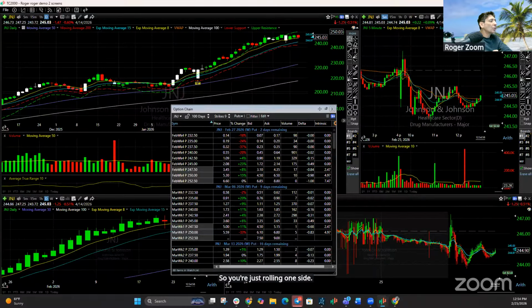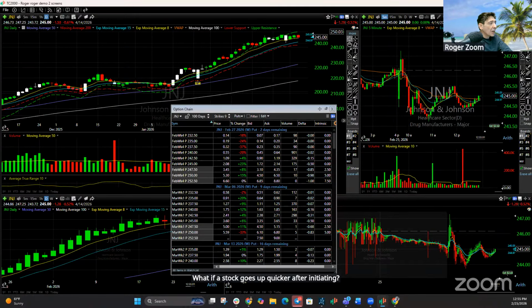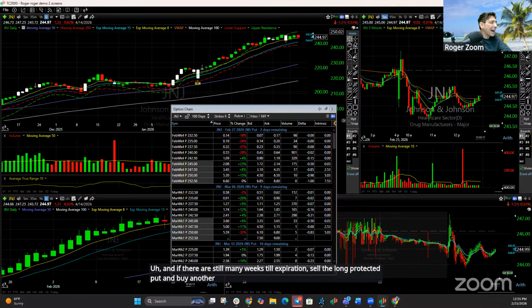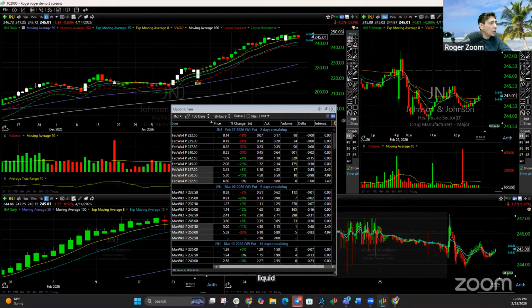What if a stock goes up quicker after initiating? Take profit. If a stock moves 3 strike prices, and if there are still many weeks till expiration, sell the long protective put and buy another protective put at a higher strike price to control risk. Liquidate the short and initiate a new short at the money on the new price level.